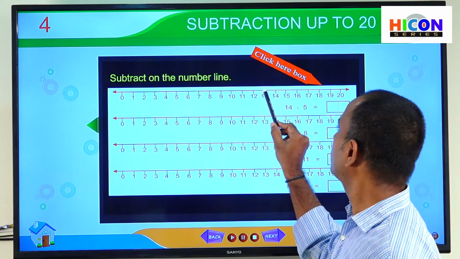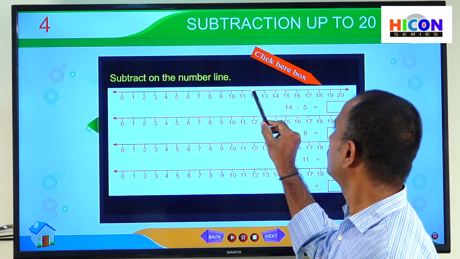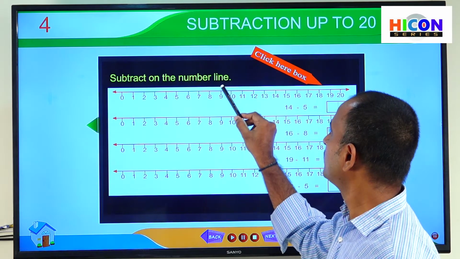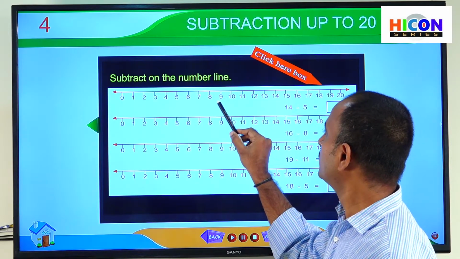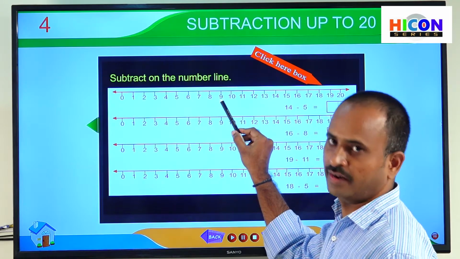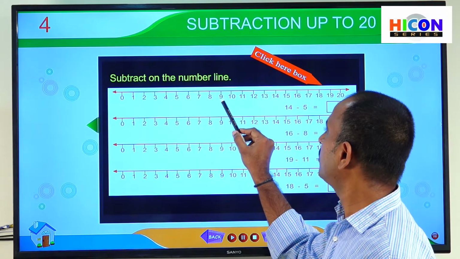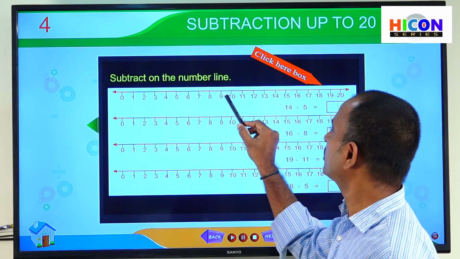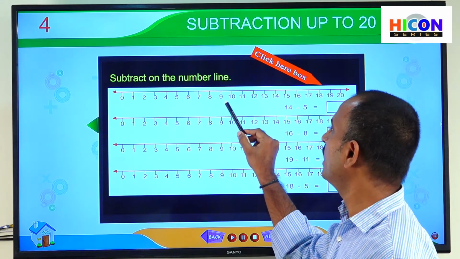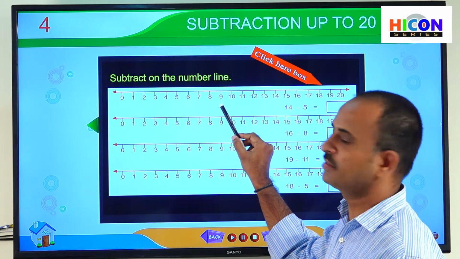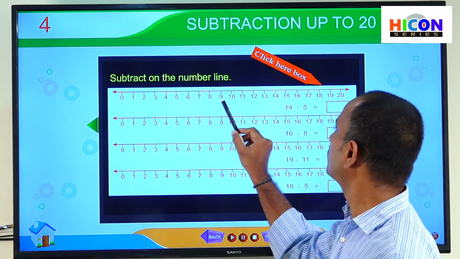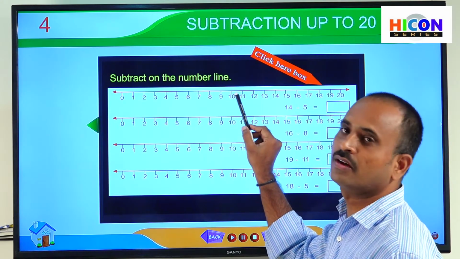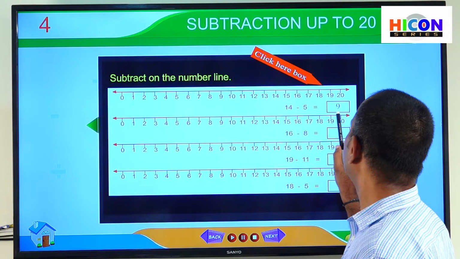So this is step 1, this is 2, this is step 3, this is step 4 and this is step 5. So where do we reach here? We have reached the number 9. This number 9 is called the difference, and this number 9 is called the answer. After moving the steps, the number we finally reach on the number line is called the difference. After moving 5 steps, we have reached the number 9 on the number line. This number 9 is called the difference. So write 9 in this box.